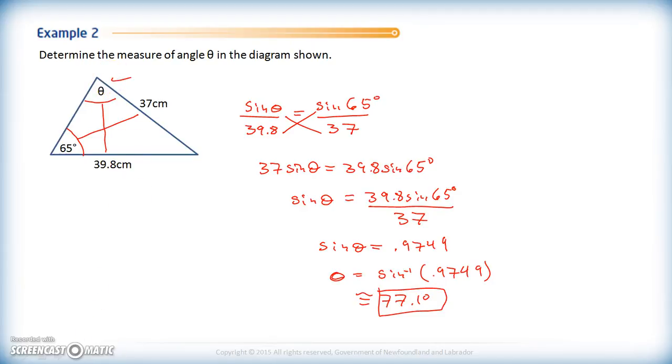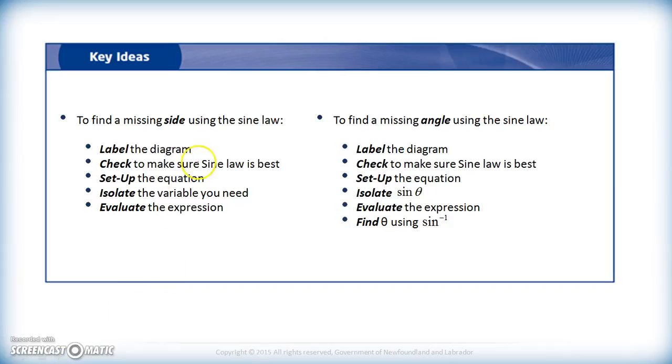Okay? So that's a couple of examples of how we do this for finding missing sides and missing angles. One was multiple choice with a little bit of a trick thrown in there, but these are all the same steps to the procedure that we used before when we were doing our instruction on this stuff. And that's it, folks. Sine law in a nutshell. Good luck.